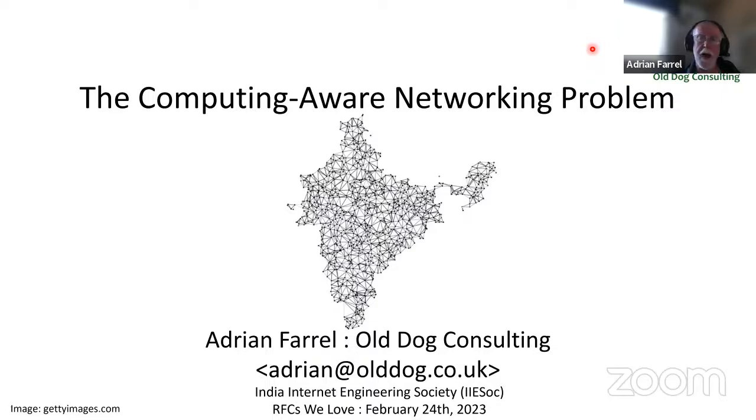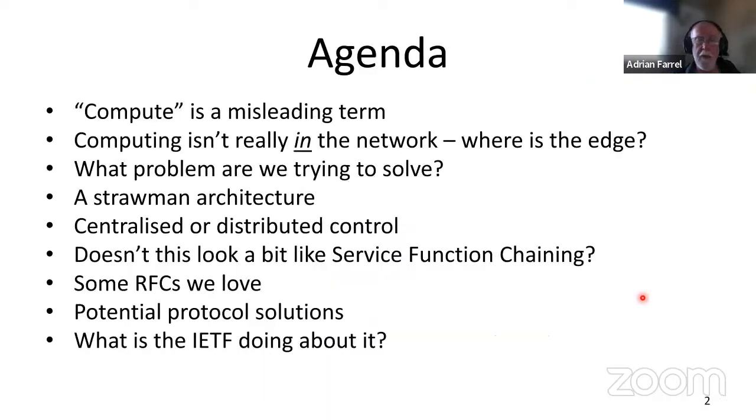So this is what it's all about. Well, it would be if page down was working. There we go. So I'm going to talk about what compute means and what compute in the network means before I come on to describing the problem and a bit about the use cases, and then talk about the architecture that we'll possibly be using, and then round off by looking at some RFCs that already exist that may be relevant and how those might get applied in a potential protocol solution. And then we'll just look ahead to IETF 116 and see what's going to be happening.